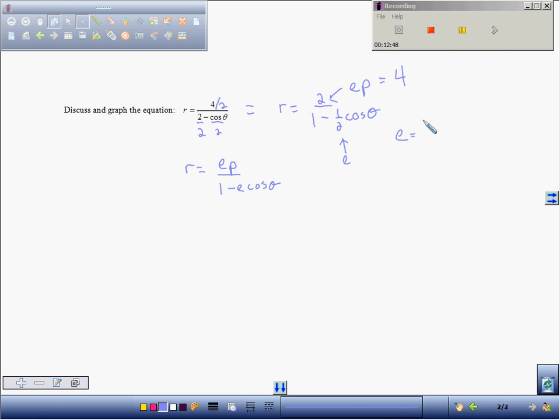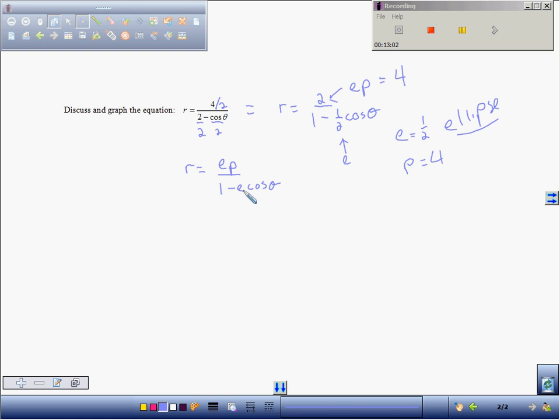E equals 1/2. It's less than 1. Yes, it is. It's an ellipse. Okay? So it's an ellipse, and P equals 4.